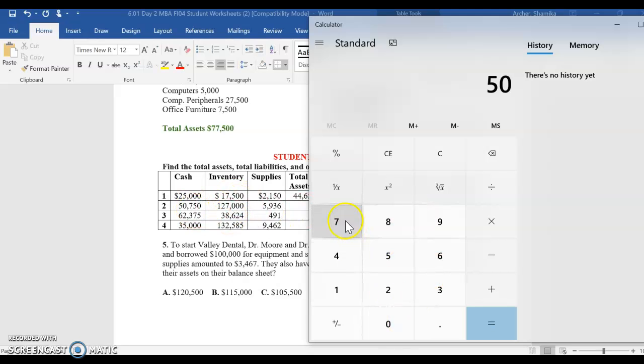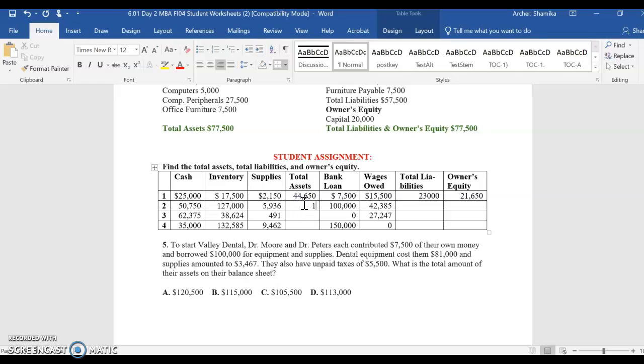50,750, 127,000, and then $5,936. So our total assets for the second equation is $183,686. Now we need to figure out the liabilities and owner's equity: $100,000 and $42,385.